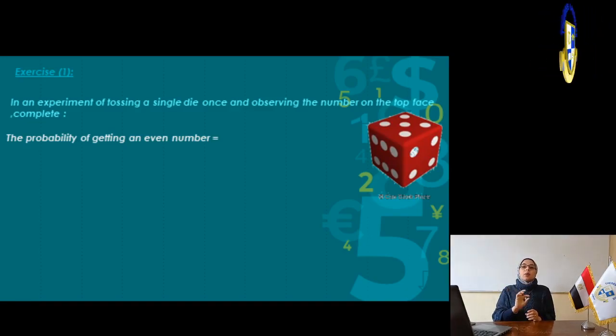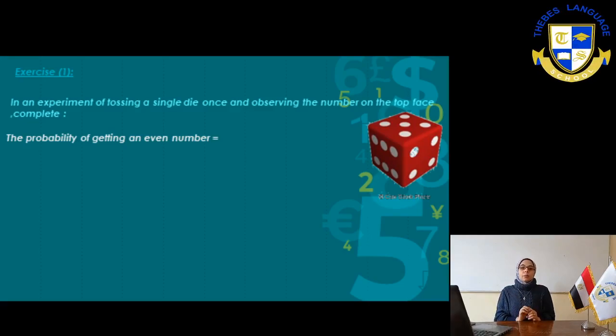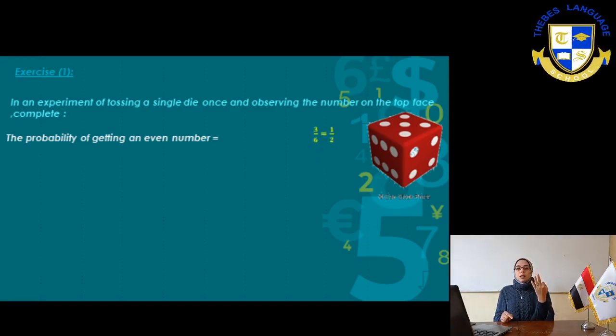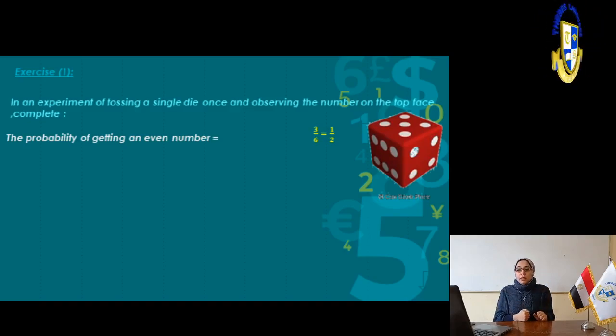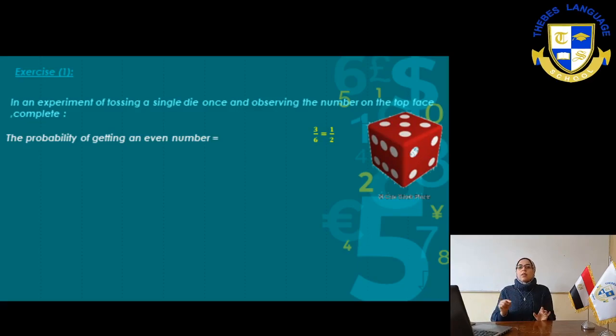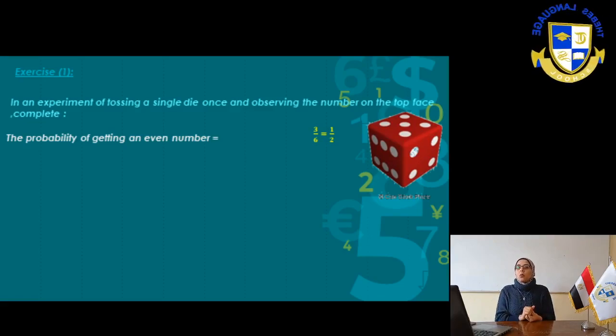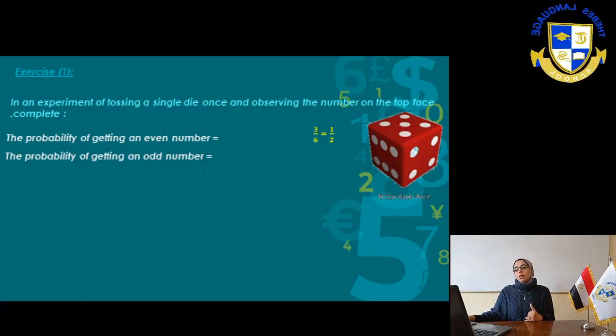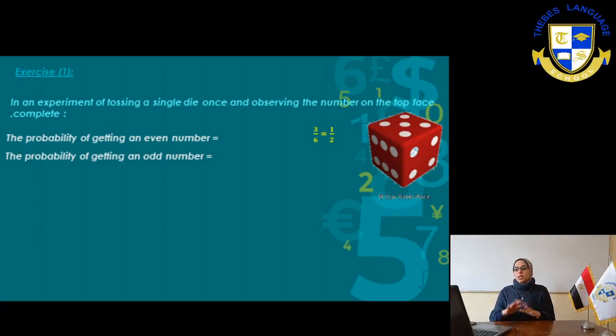At first, search for the even numbers in the die. How many even numbers? 2, 4, and 6. So we have 3 faces in the die that have an even number. The probability of getting an even number is 3 over the total 6 faces. 3 over 6. And in probability, we must simplify any fraction. Okay? So 3 over 6 equals half. This is the probability of an even number. Count how many faces have an even number and put it above the denominator, which is the total.